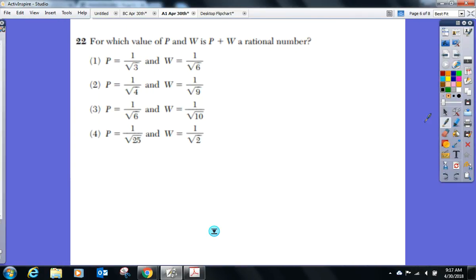Number 22. We are going to start seeing words, terms, and problems repeat themselves, which is the case here. I'm glad everyone has some form of calculator in front of them. For which values of P and W does adding P and W together give me a rational number? Quick review of rational numbers. Examples: 1, 2.5, 8, 6.3 repeating. Anything that repeats or ends. It shouldn't go on forever, right?